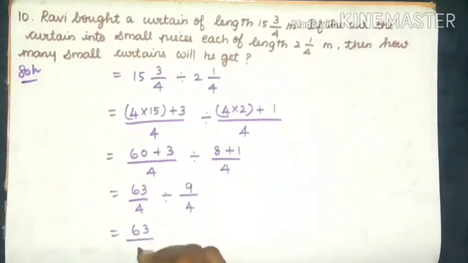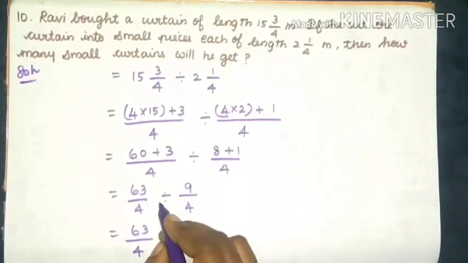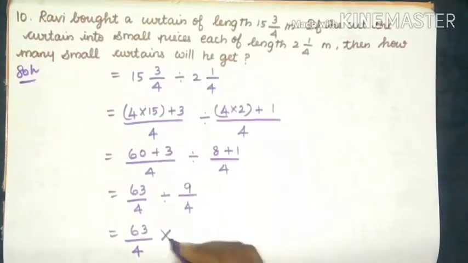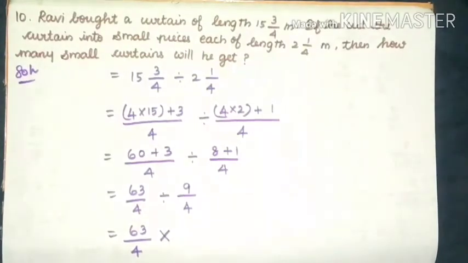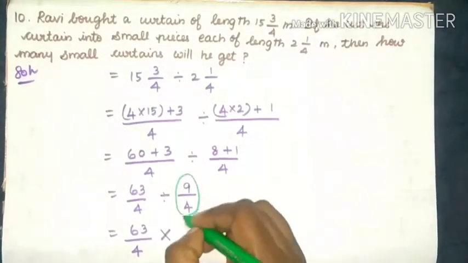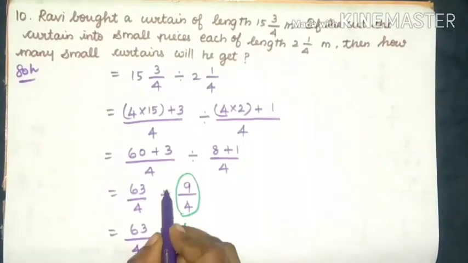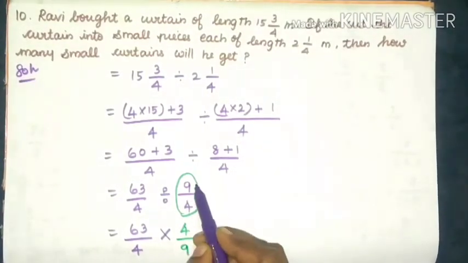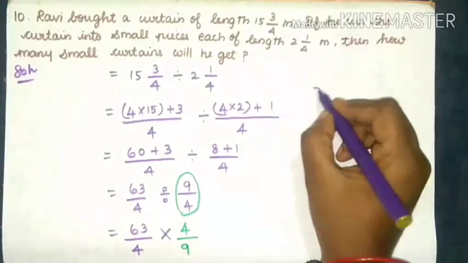63 by 4. As you already know, to divide fractions, first you have to change this division symbol into a multiplication symbol. Then take the second fraction as its reciprocal: 9 by 4 as 4 by 9. Students, is it clear now? To find the division, first change the division symbol into a multiplication symbol, then the second fraction as reciprocal. 9 by 4 as 4 by 9.